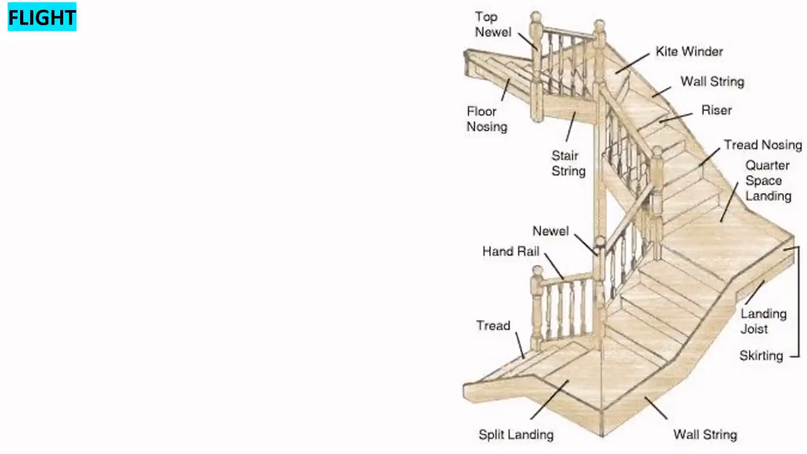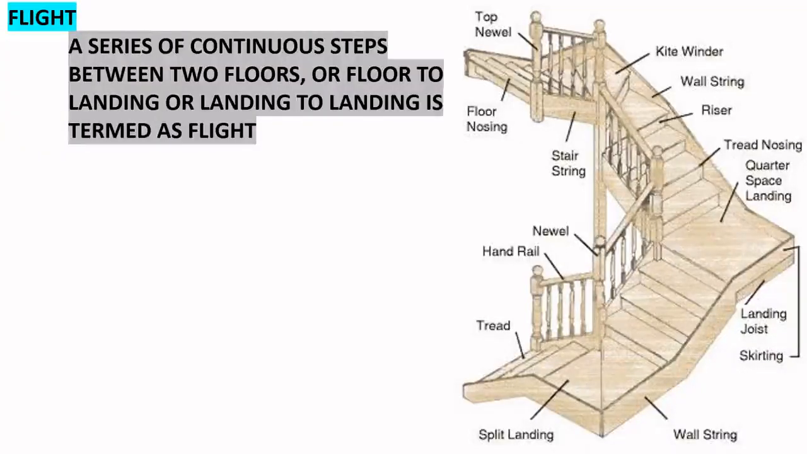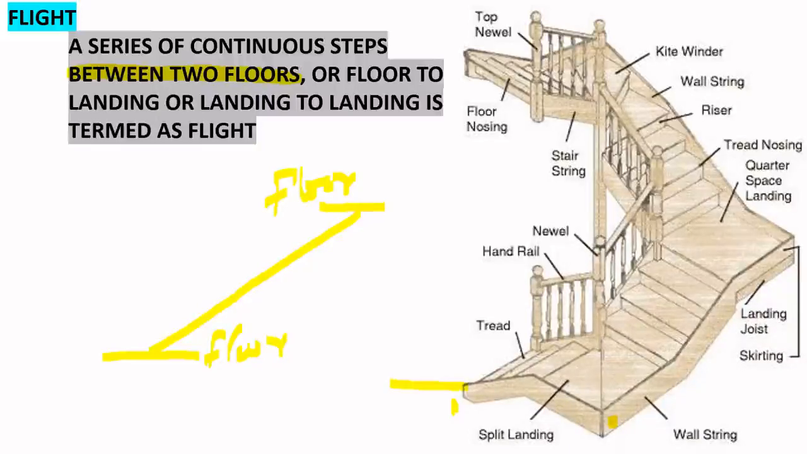Next is flight. As I have told you earlier, a series of continuous steps between two floors, or floor to landing, or landing to landing, is termed as flight. So it can be from floor to floor. If there is no landing between two floors, you will have one flight from one floor to the other. If it is from floor to landing, here you can see this is from one floor to landing.